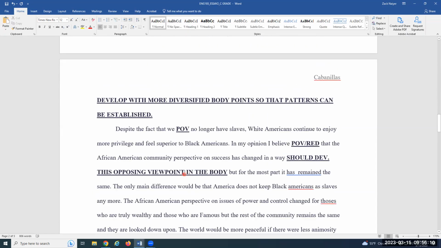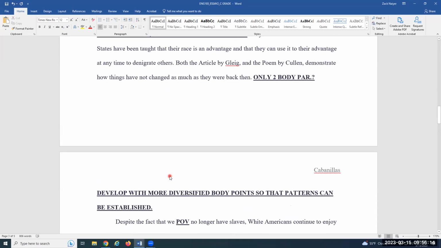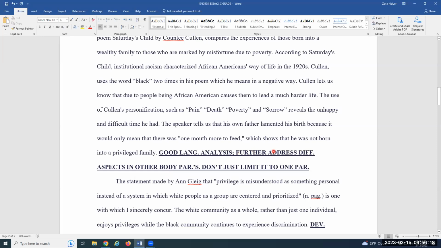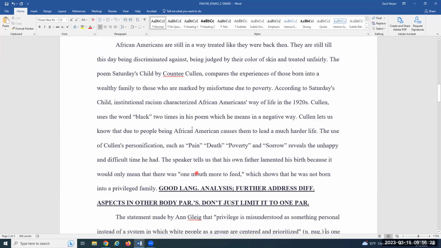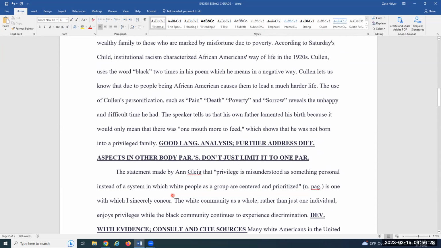But in total, there's only 2 body paragraphs, and then you have the conclusion. So the discussion is quite brief, right? And it definitely would develop with more diversified body paragraphs, analyzing different aspects of the poem. You see how the A+ paper did that so well.